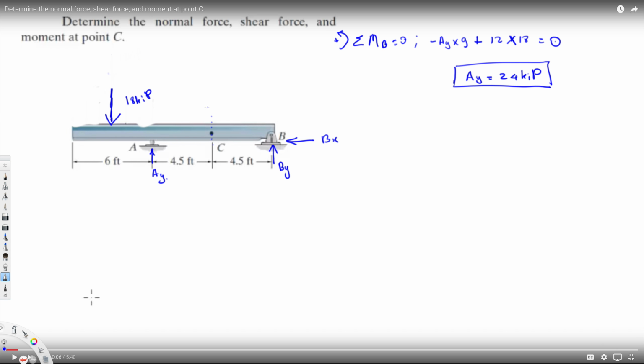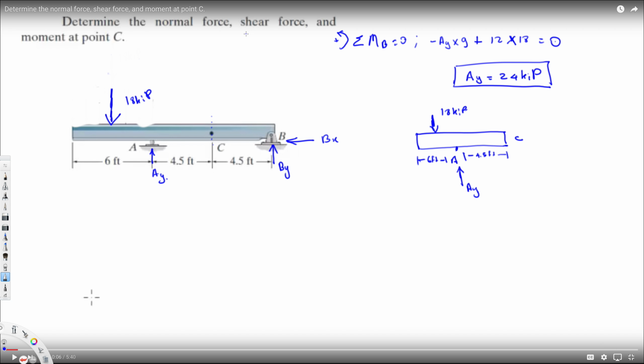Now we can cut this part off and find all the forces we need. So I draw this part separately. This is my C, and this is A. This is 4.5 feet distance, and this is 6 feet, and we have 18 kilopounds acting in the middle of this. We have found Ay already, and it's going to act this side.